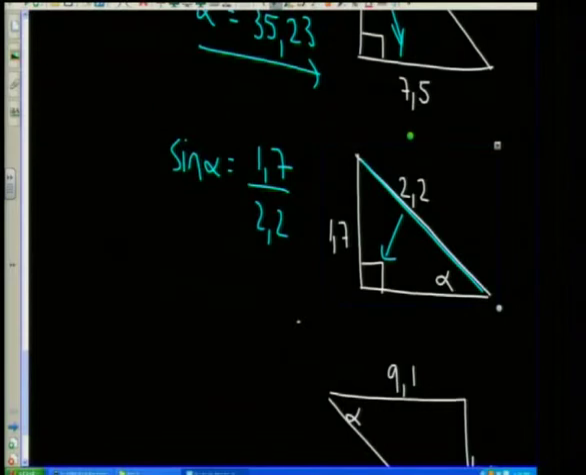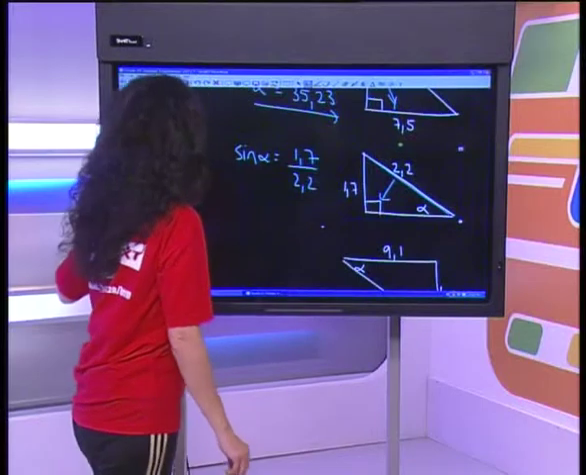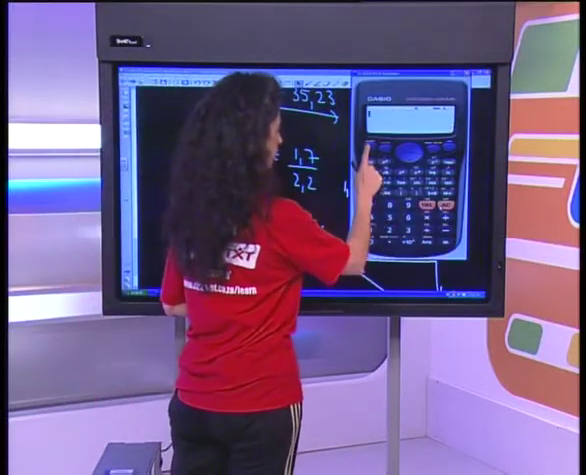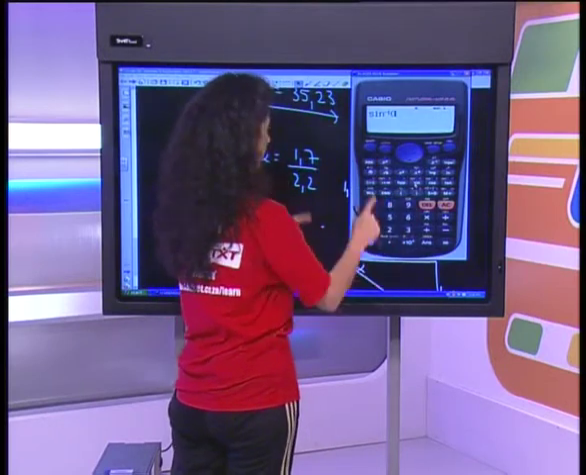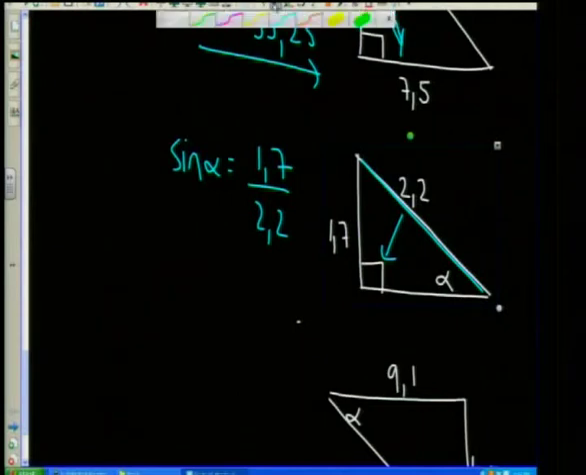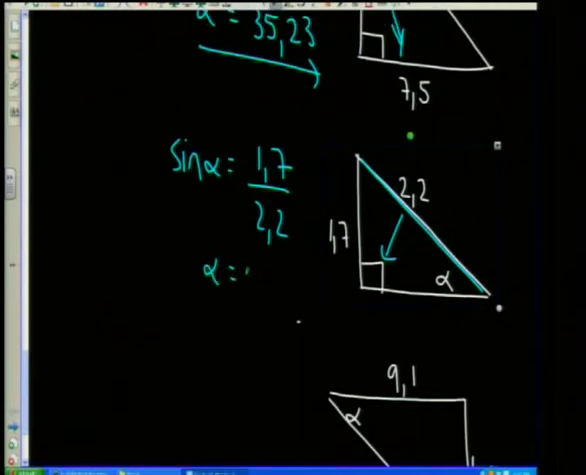So we get an angle of what? Let's see. Remember, yellow function to find angle. It's a fraction, so it's 1,7 over 2,2. And we've got 50,60. So alpha is 50,60 degrees. Remember the unit, it's a degree that you're working with.